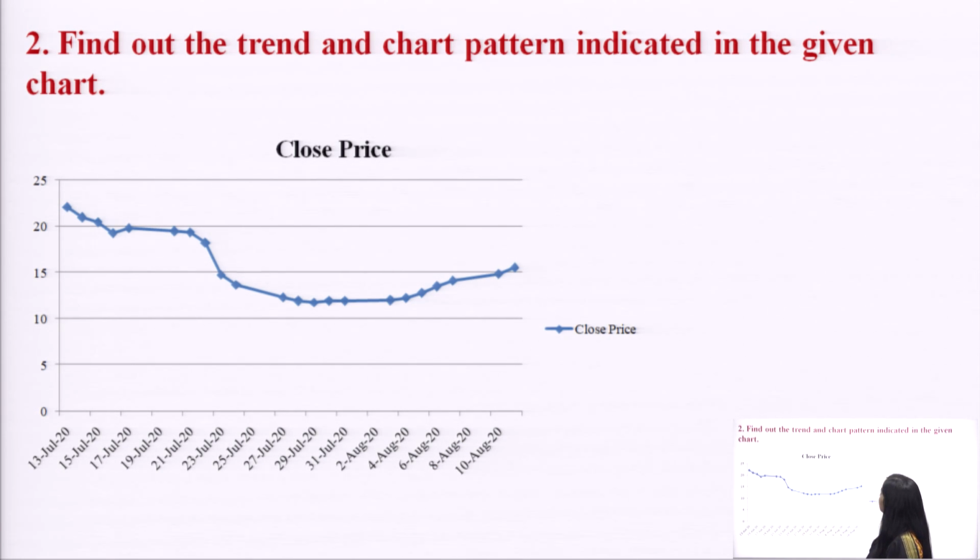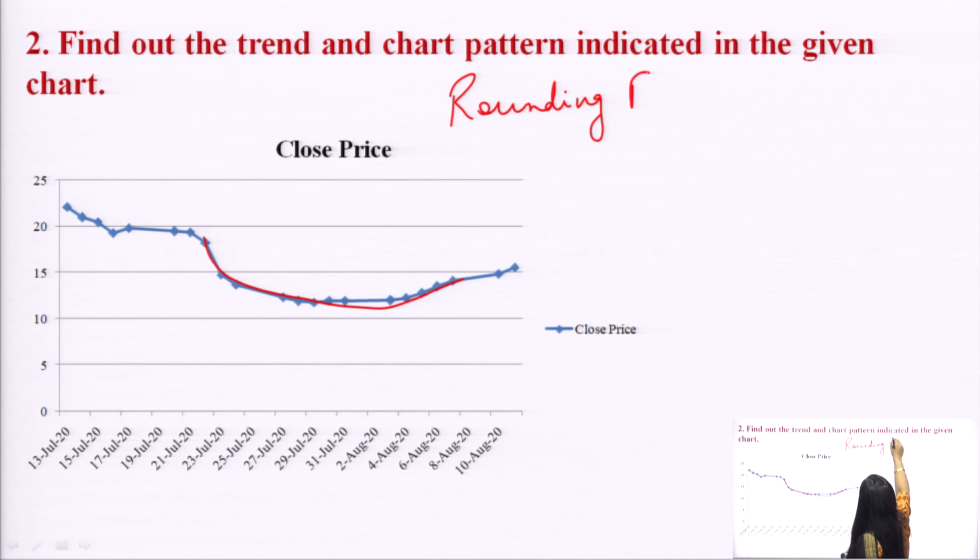The next question is: find out the trend and the chart pattern which is indicated in the given chart. Now, we have to recall the chart patterns which we have discussed in the technical analysis, and if we see this data, I can see that this is the pattern which is formed, and this pattern is called the rounding bottom formation.